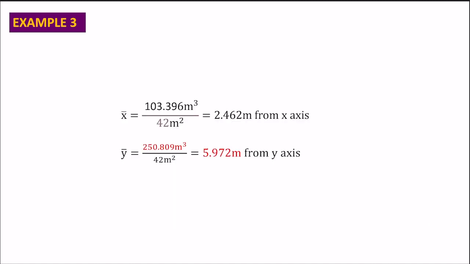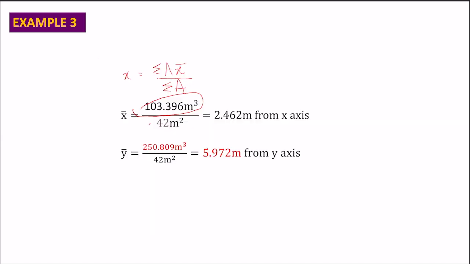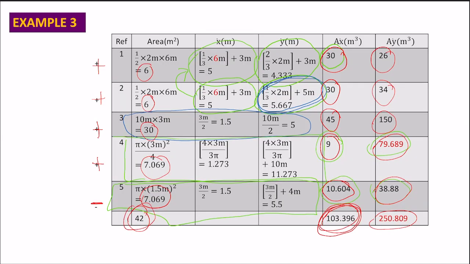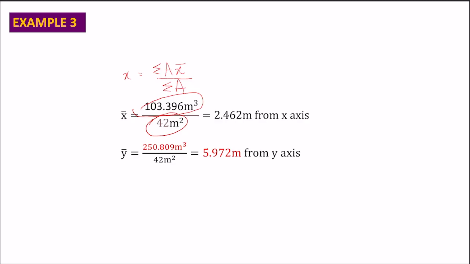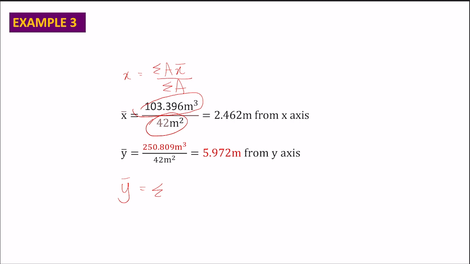Next, we can calculate the X bar and Y bar from the value of total yang kita dapat kat bawah ni. Just use the formula for X bar, which is total AX bar divided with total area. So the total AX bar we have as what we calculated here, divide it with total area, which is 42. You get 2.462 meter from x-axis. And for Y bar, take the value of 250.809. That is from the formula, which is total AY bar divide with total area, and bahagikan lagi dengan total area, you will get 5.972 meter from y-axis.